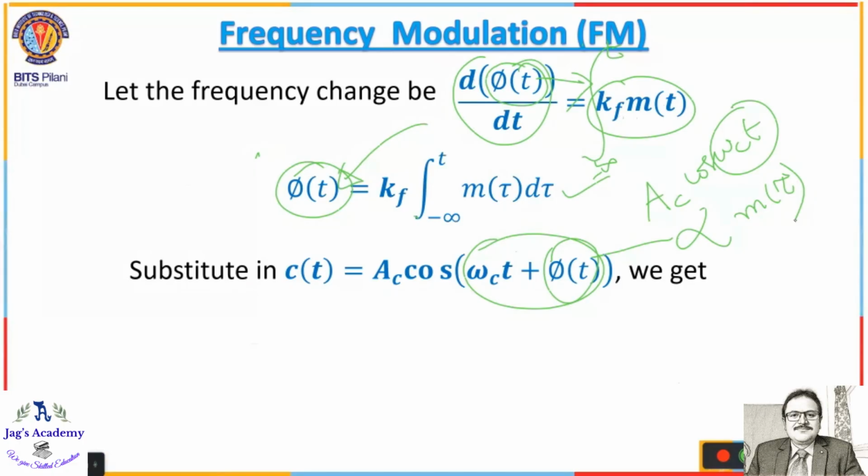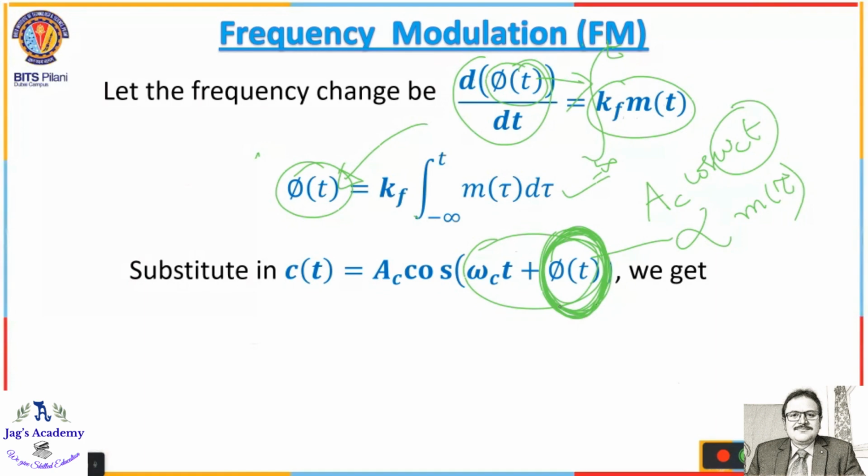Now it is left to you whether you keep this equation in terms of phase change only, or you keep it in terms of frequency component. Right. Now for phi of t, you have an expression for phi of t right now, right? Yes or no?